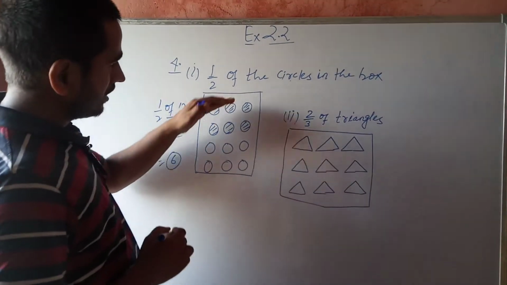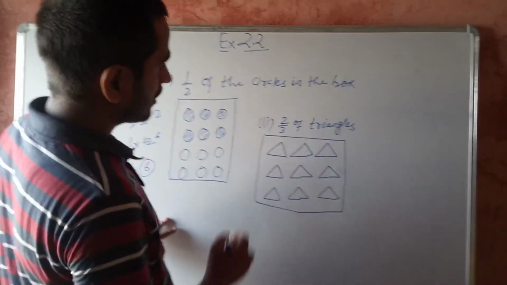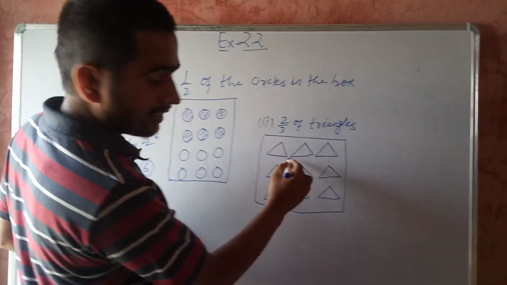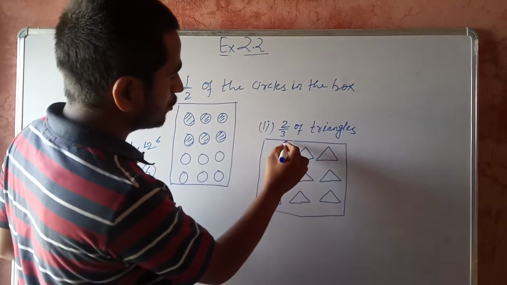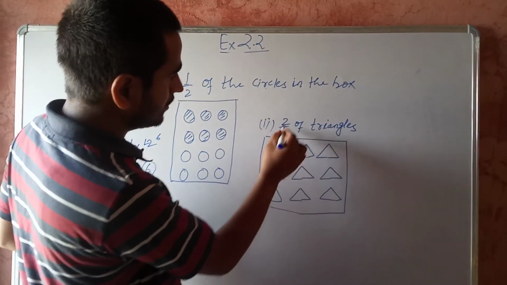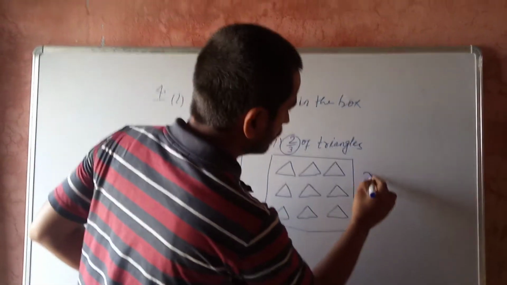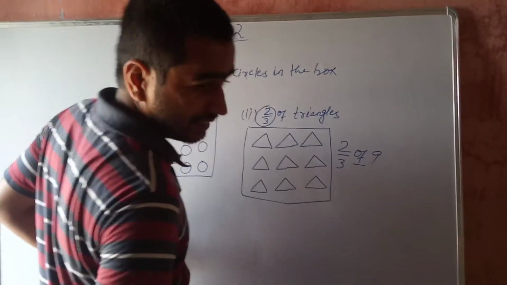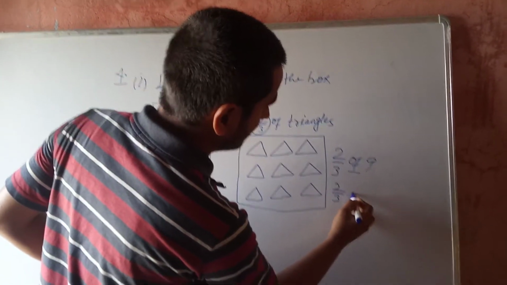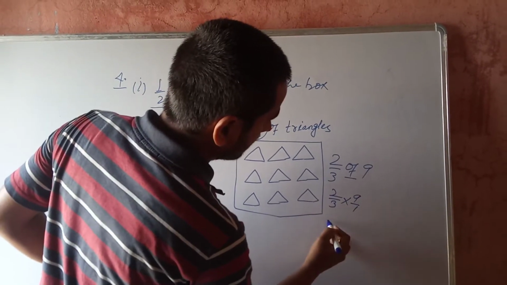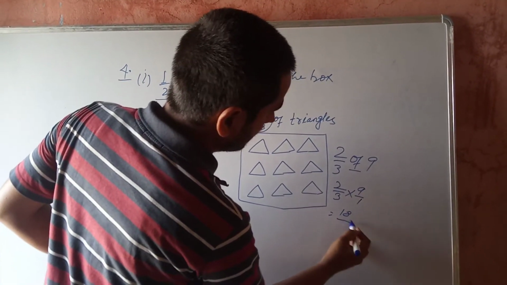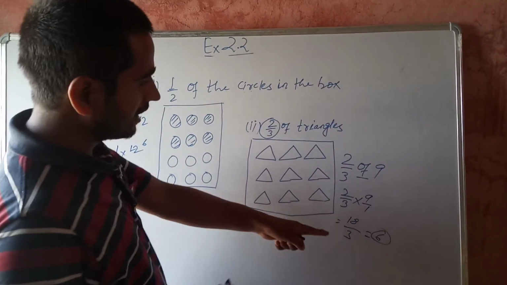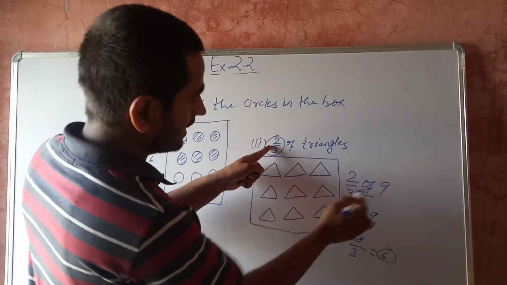Now coming to the second. We have to set 2 by 3 of the triangles. Here we see that there are 9 triangles given. Out of these 9 triangles we have to set 2 by 3. So first we will find what is 2 by 3 of 9. The meaning of "of" is multiply. So I write here 2 by 3 into 9 by 1. Now 2 nines are 18, by 3 ones are 3. Now dividing 18 by 3 we get 6. So here we get that 2 by 3 of 9 is 6.